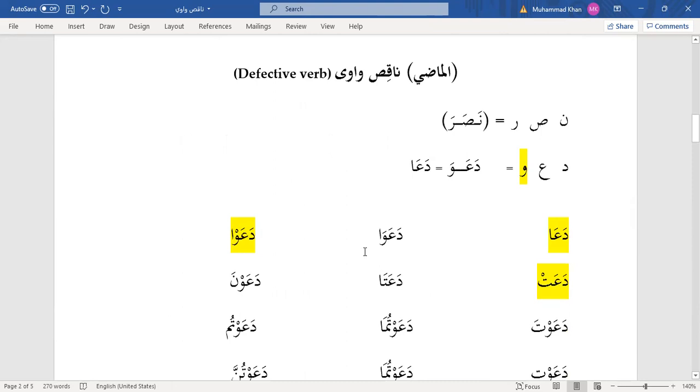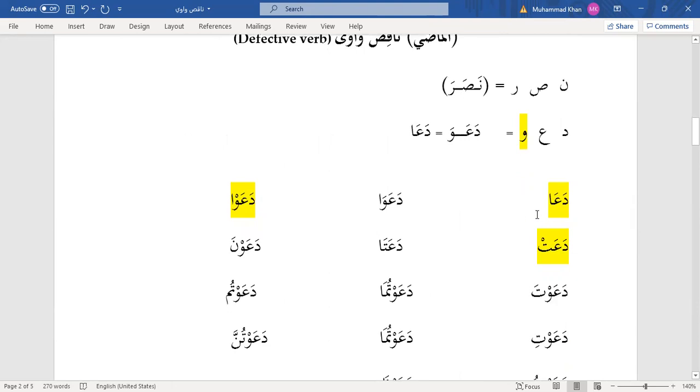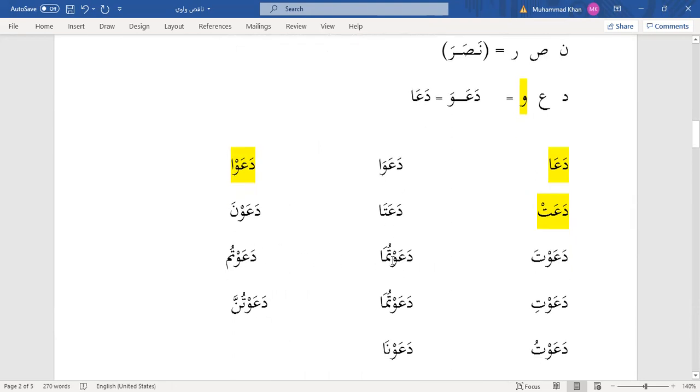After we implemented the rules for the past tense, we got this: da'a, da'awa, da'aw, da'at, da'ata, da'awna, da'awta, da'awtuma, da'awtum, da'awti, da'awtuma, da'awtunna, da'awtu, and da'awna. The ones that are colored, da'a, da'aw, and da'at, mean that changes took place only in these three forms of this bab, and the rest are the same.